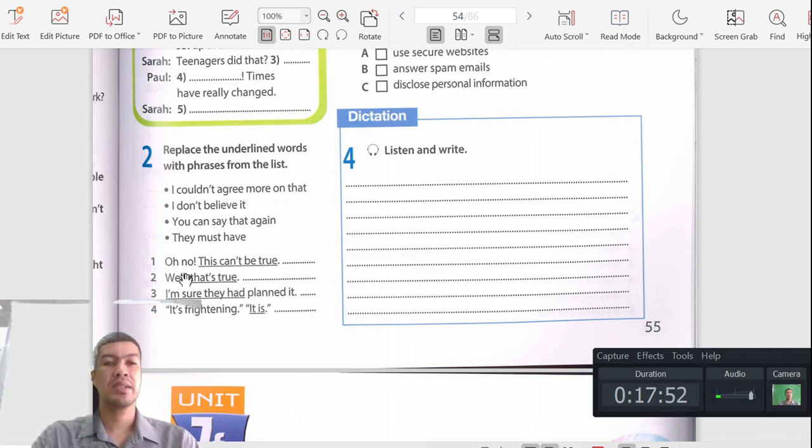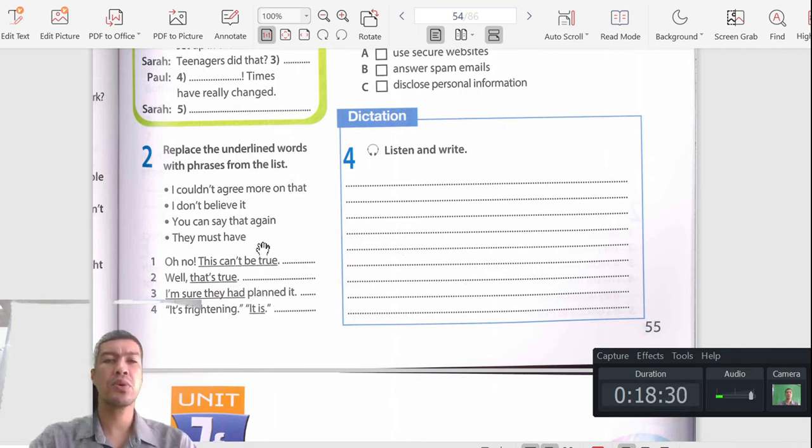So let's see what our word is. Oh no, that this can't be true is the same as I don't believe it. Moving on to number two, while that's scary, and the correct response is I couldn't agree more on that, or you can say that again. If you guys have both of these answers or one of these, that also counts. Moving on, I'm sure they had planned it, and the correct response is they must have planned it.